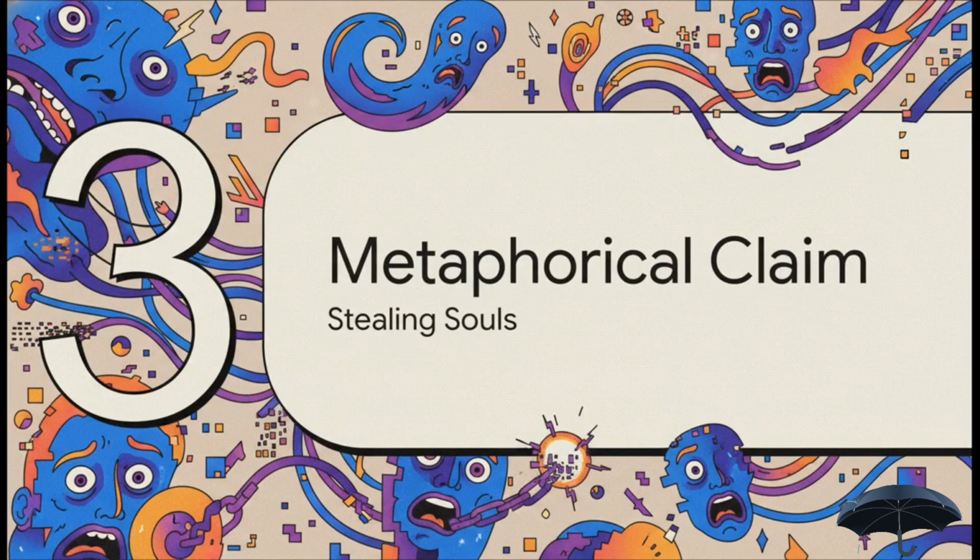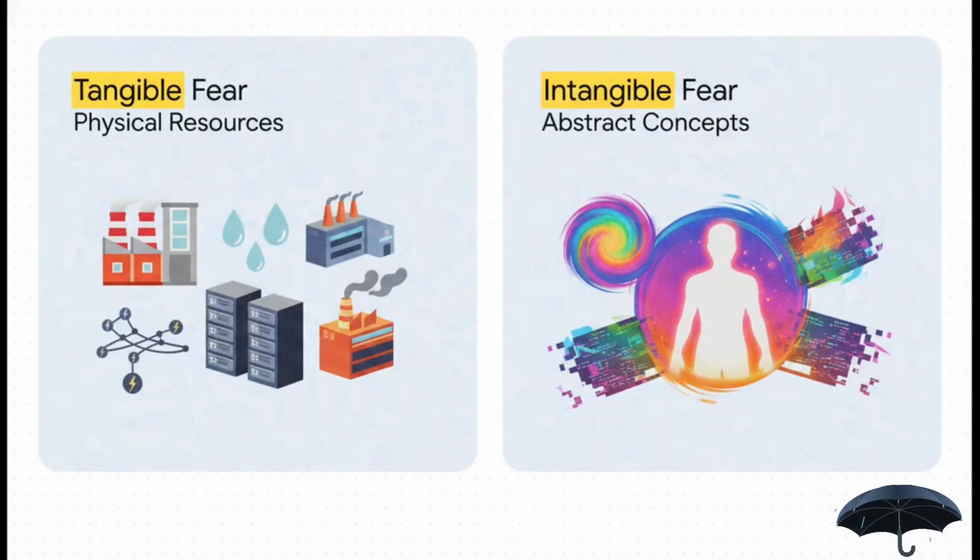Okay, pivoting to section 3, the metaphorical claim. Let's talk about souls. We really need to clearly contrast the two halves of this argument. On one hand, we just deconstructed the literal tangible fear, right? Water consumption and physical data centers. That's a real environmental threat.